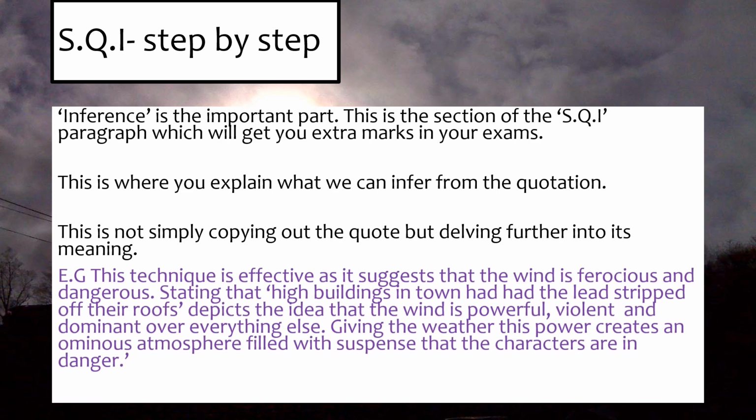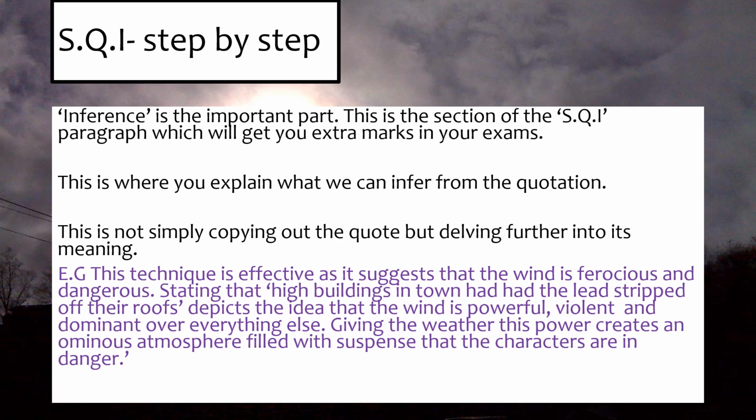So I'm just going to read through my example. This technique is effective as it suggests that the wind is ferocious and dangerous. Stating that high buildings in town had had the lead stripped off their roofs depicts the idea that the wind is powerful, violent, and dominant over everything else. So I am taking that quote and I am saying that because the wind is ripping apart things from roofs, it's powerful, it's dominant, okay? And I'm saying that it's super violent. I've not just turned around and said the wind is angry, okay? I'm really picking this apart.